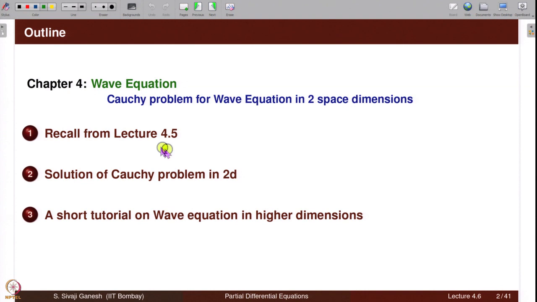First, we recall from lecture 4.5 where we have solved Cauchy problem for three space dimensions. Using that, we will find a solution of Cauchy problem in two dimensions. And towards the end of this lecture, we will give a short tutorial on wave equation in higher dimensions, where we are going to solve a few Cauchy problems.